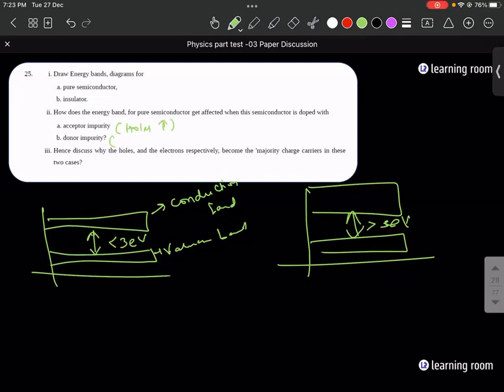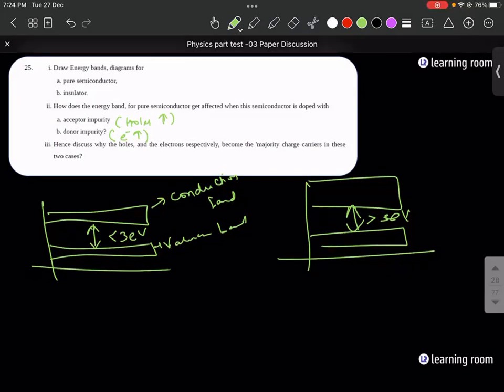When you dope it with a donor impurity, what will happen? Concentration of electrons will increase. That's it. Hence, discuss why the holes and electrons respectively become the majority charge carriers in these cases. So obviously, you know the reason. Sir, for the previous question, for the holes, do we need to draw the energy band gap? Not needed. So why do the holes and electrons respectively become the majority charge carriers in these two cases? So you can explain that theory, right?